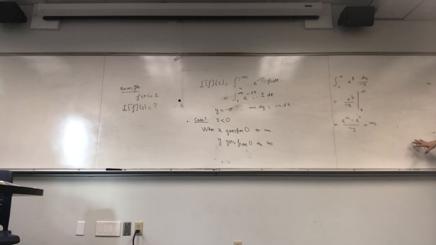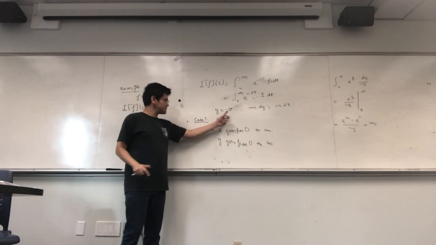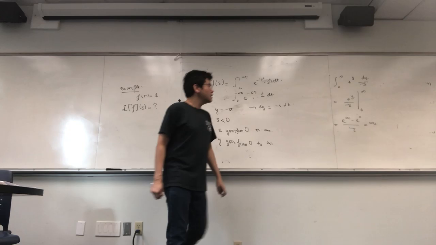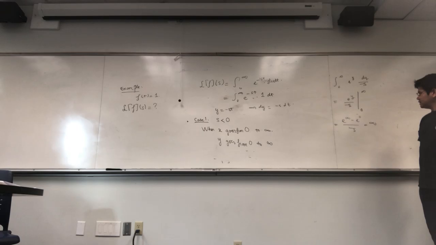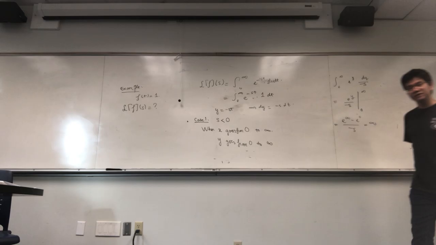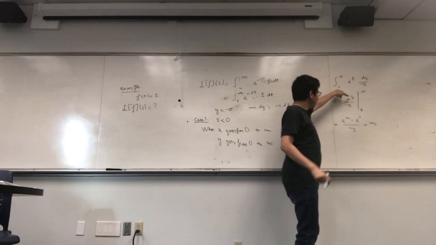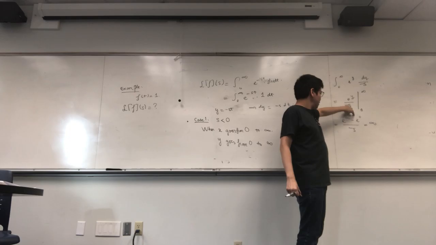So I explain again. Case number one, s is negative. Because y is minus st, when t is going from 0 to infinity, y goes from 0 to infinity, all right? So here I have the integral from 0 to infinity of e to the y dy over minus s. The antiderivative of e to the y is e to the y, so I have e to the y over minus s, and I evaluate from 0 to infinity. When I evaluate this, I have e to the infinity minus e to the 0. This is infinity, so the result is infinity, right? So in this case, you don't have the Laplace transform.